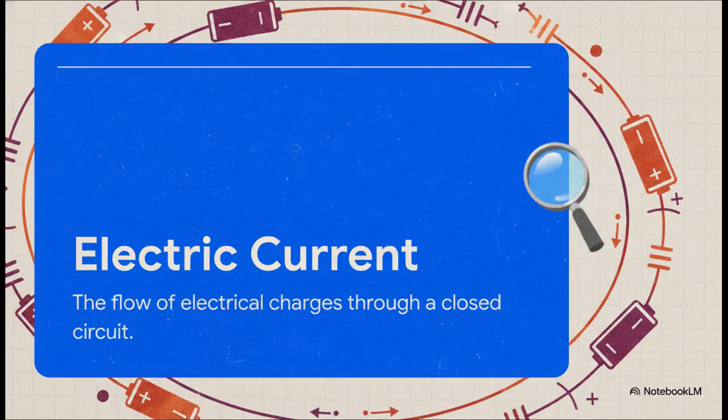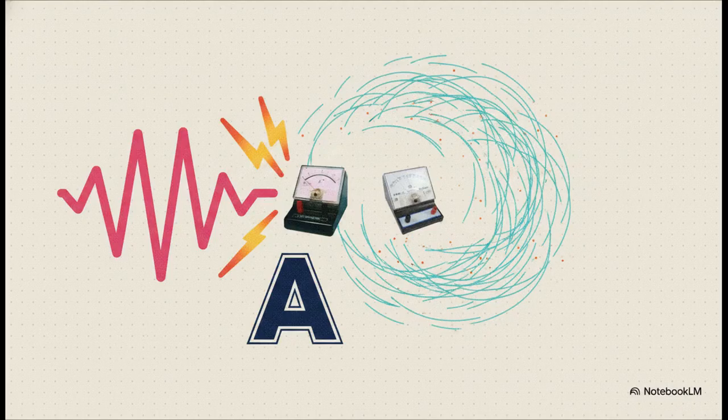So, at its core, electric current is really just the flow of electrical charges through a closed circuit. It's actually highly organized. Conventionally, it flows in one very specific direction, always from the positive terminal straight to the negative terminal of a power source. To actually capture and quantify this flow, we measure it in amperes, which you'll usually see represented by a capital A.